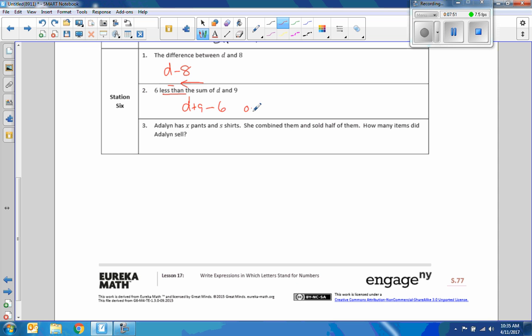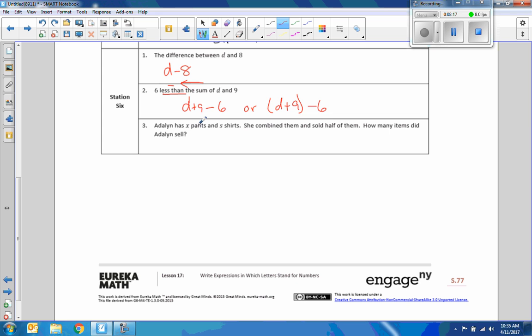Now in this case, we can use parentheses, but we don't have to. And the reason is, order of operations tells us to do parentheses first. If we only have addition and subtraction, it tells us to work left to right. Well, if we work left to right, we're going to do D plus 9 first. And if we do parentheses first, we're doing D plus 9 first. So it's going to result in the same solution.